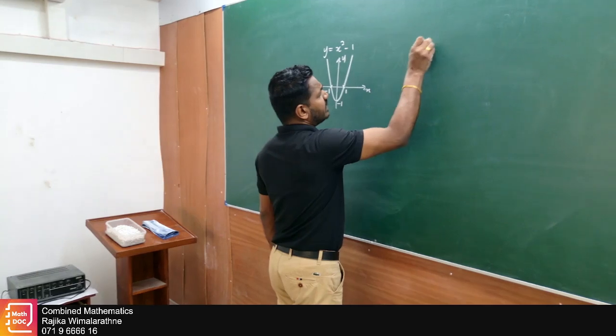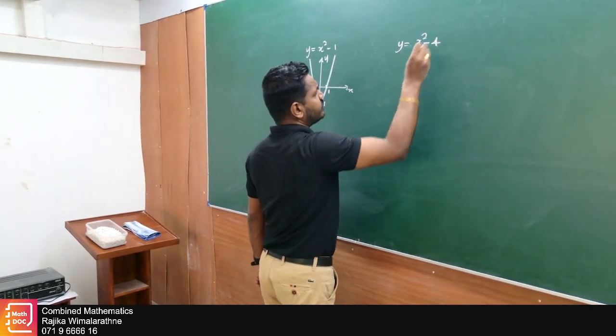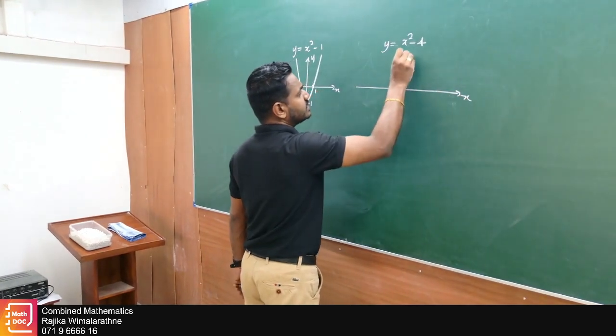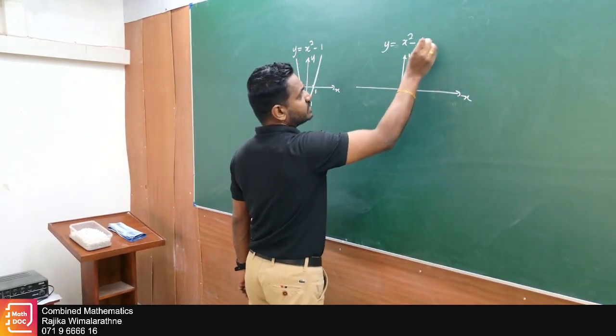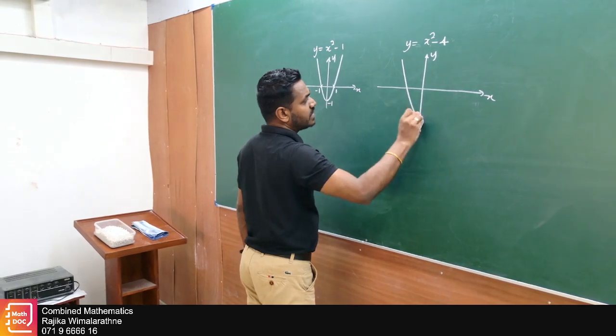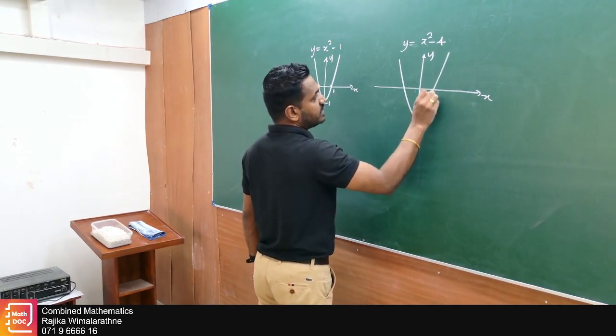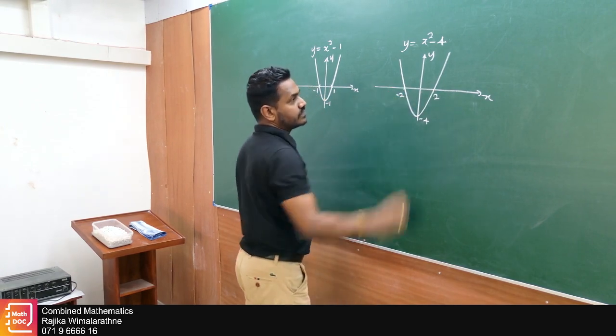Then consider y equals x squared minus 4 graph. Here x-axis, y-axis, we have factors x minus 2, x plus 2. Therefore, minimum shape graph, minimum value minus 4, then here 2 and minus 2.